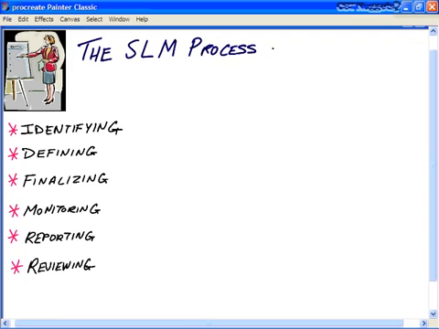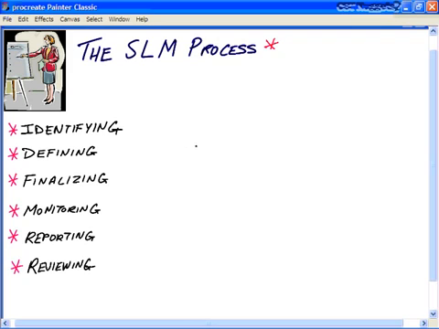Like all of the other IT services, the service level management module or service has its own activities or its own process. And also like the others, there's about six or seven steps to this process: identifying, defining, finalizing, monitoring, reporting, and reviewing. This is the process. But remember, this is a high-level tactical approach, as the service level management team and the manager serves as the interface or the liaison between IT and the users and customers and others.